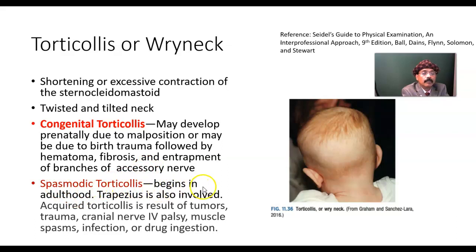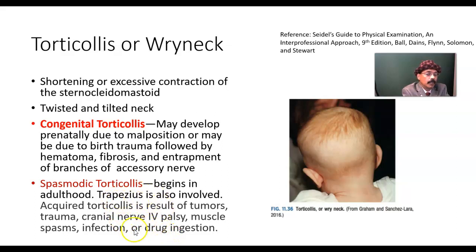Spasmodic torticollis begins in adulthood. The trapezius may also be involved. Acquired torticollis is the result of tumor. There may be a tumor here, maybe in the muscle, maybe in the neck, that may progress to the muscle. Trauma, any type of trauma, it may be a road traffic accident, or cranial nerve palsy, like that of the fourth cranial nerve palsy. Also muscle spasm, infection, or drug ingestion. Okay, that is spasmodic torticollis.